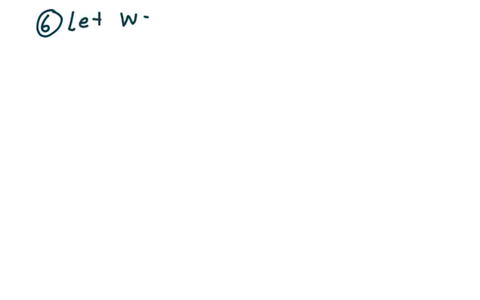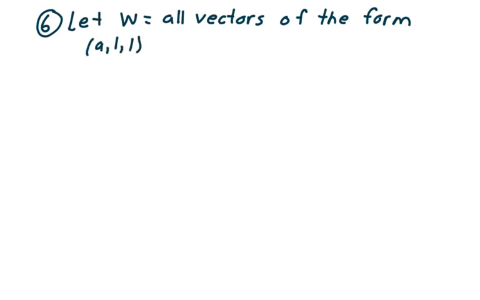Let W equal all vectors of the form (a, 1, 1). So the second component is 1, the third component is 1. Okay? From here, now (1, 1, 1) belongs to W. Here, before we start, let's make sure we're all on the same page.